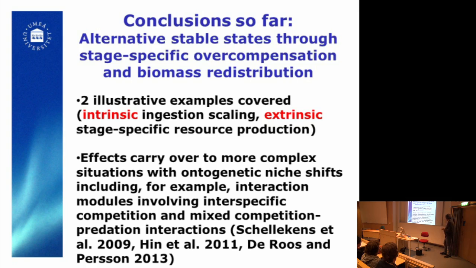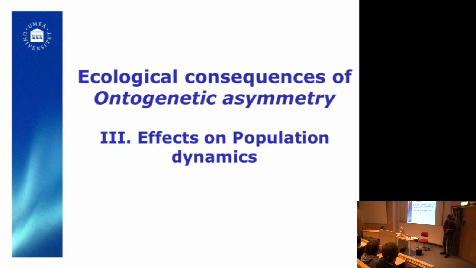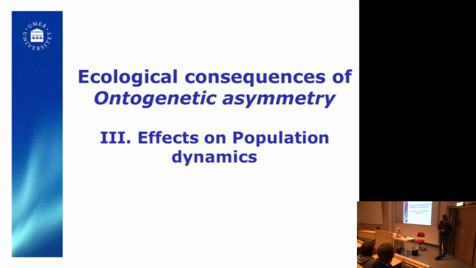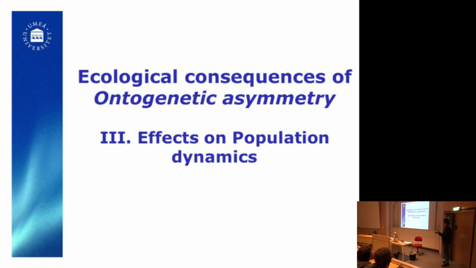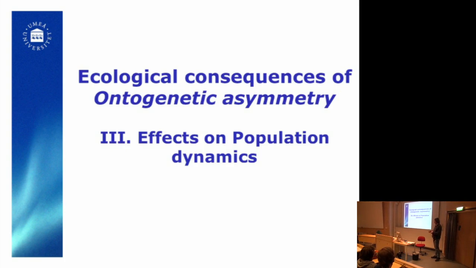And here are just some examples of papers dealing with that. So ontogenetic asymmetry has major effects on community structure that are not present in an unstructured model. Does this effect carry over to population dynamics, and can it be explained by the same process of asymmetry in maturation versus reproduction rate? Can that be carried over when we study population dynamics?